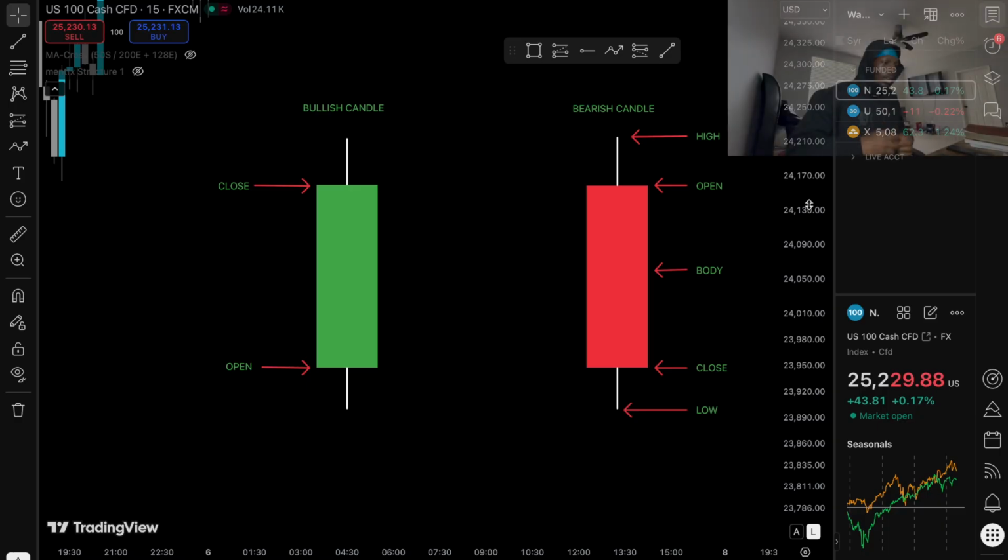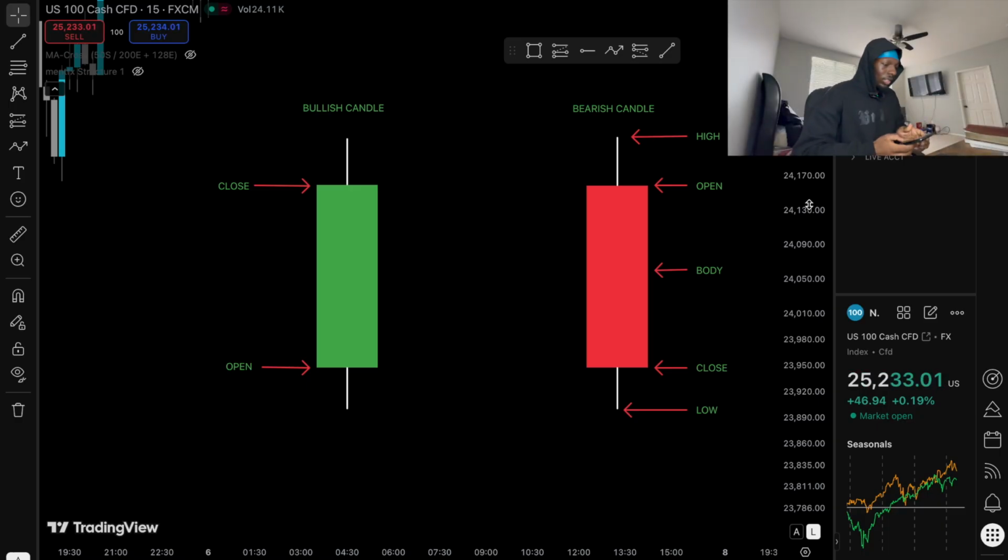The first video was understanding market structure. Today, I will be diving into candlesticks specifically, and the different types of candlesticks and how they react at certain zones and things like that. Let's get straight into the video. All right, y'all, getting straight into the video. Like I said earlier, we will be talking about candlesticks. Now, what you're looking at right now is a bullish candle to your left and a bearish candle, which is the one on the right.